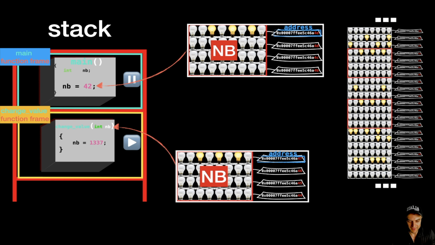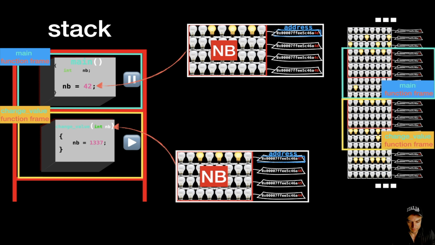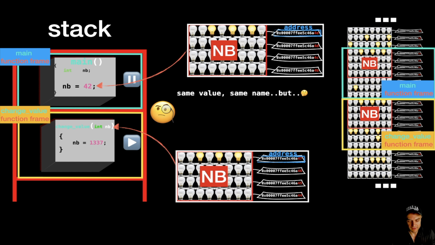So I have my frames, right? My main function frame and my change value function frame inside the stack. As you can see, I have NB in main, right? And then I have also NB, which is in my change value function frame, right? So immediately, what can I understand? Well, I have two variables. They have the same value, the same name, but they are different. They are in different spots, in different places in memory. So NB in main is a different variable respective to NB, which is in change value.